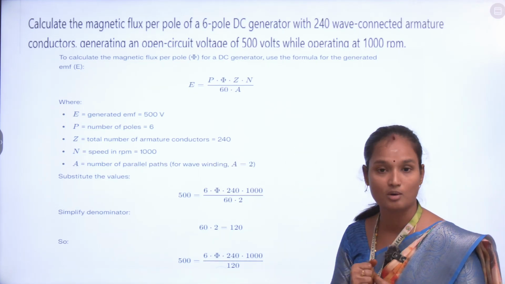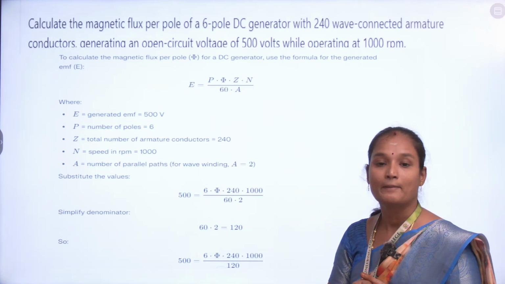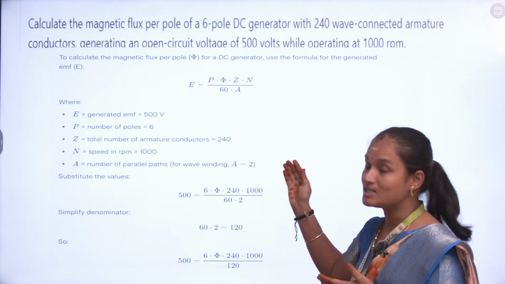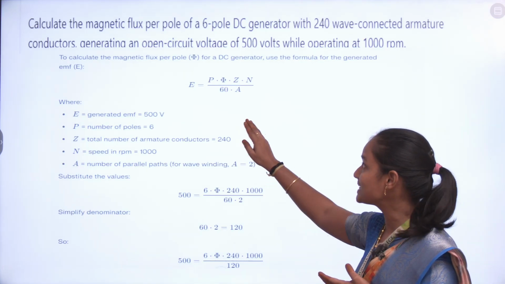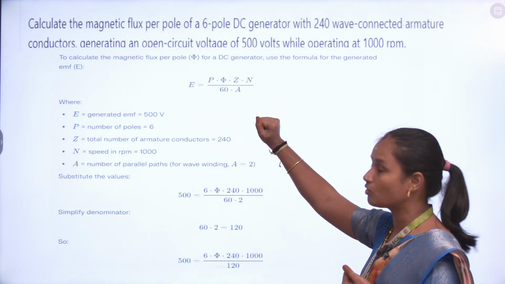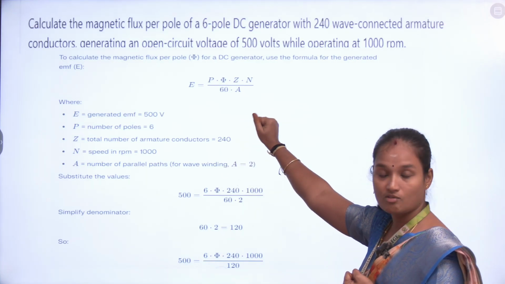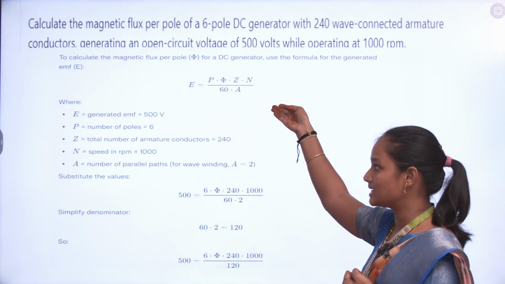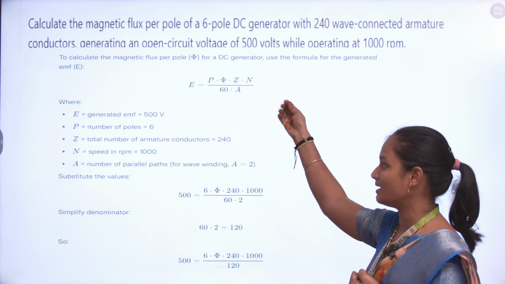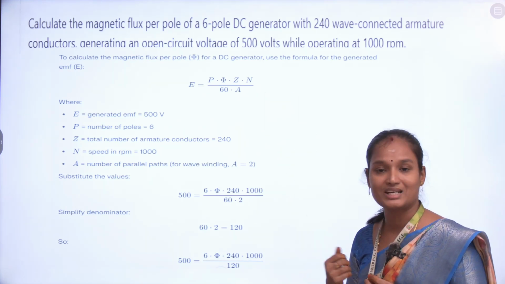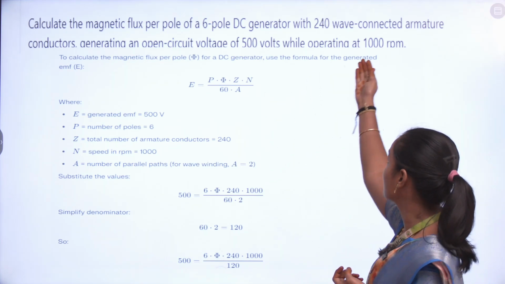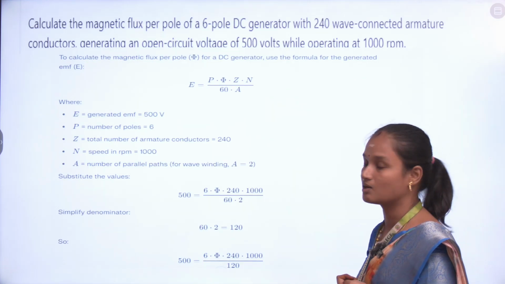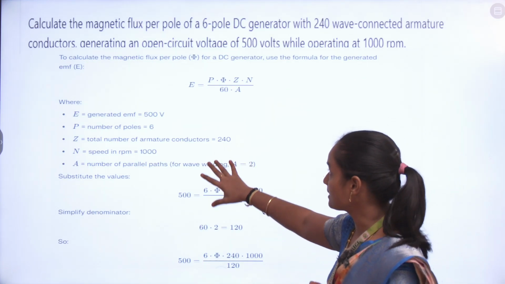So we know the formula is E equals phi into P into Z into N divided by 60 into A. P is the number of poles, phi is the flux, Z is the number of conductors, N is the speed, and 60 divided by A. We know A is nothing but the number of parallel paths. Here they have given a wave connection, therefore A is equal to 2 by default. So you substitute all those things.